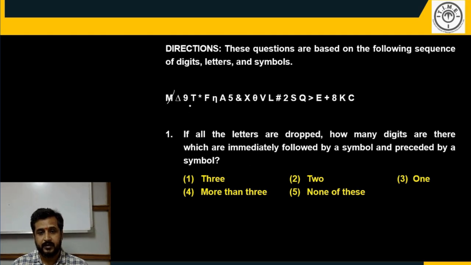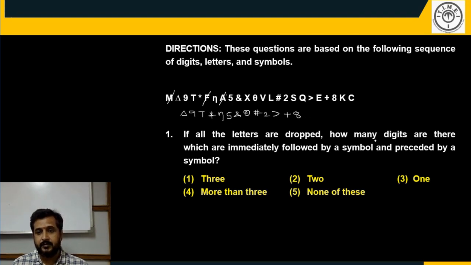Let's drop the letters. If you drop the letters, what will the new sequence be? Triangle, 9, T, star, and that is also a symbol, it is not a letter, right? A and F are ruled out, so 5 and %, theta, and then hashtag 2. S and Q are ruled out, so greater than, plus, 8. Now it is a new sequence.